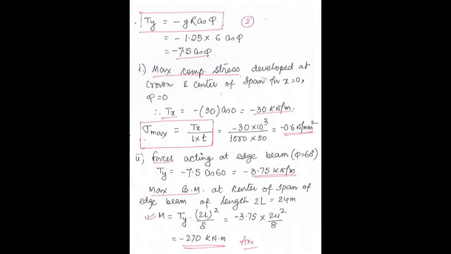So the maximum bending moment at the center of the span of the edge beam, of length 2L equal to 24 meter: what will be its value? M is equal to Ty into (2L) square by 8. As I have explained earlier, the maximum bending moment is WL square by 8, where W here means the Ty value, correct? So if you put the values, we get the maximum bending moment as 270 kilonewton meter.